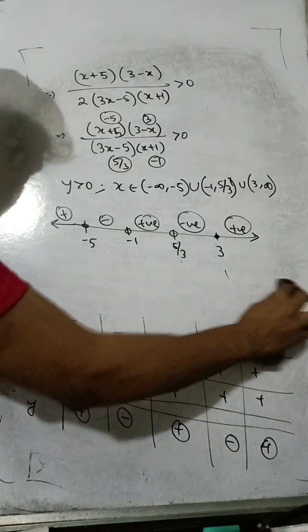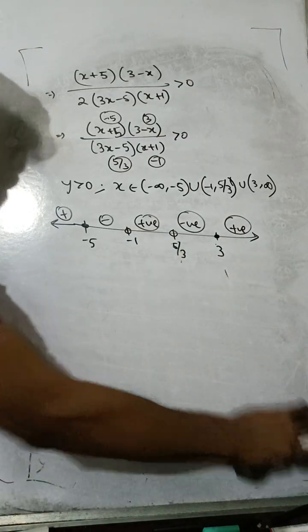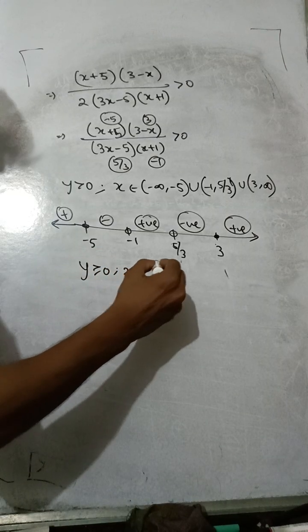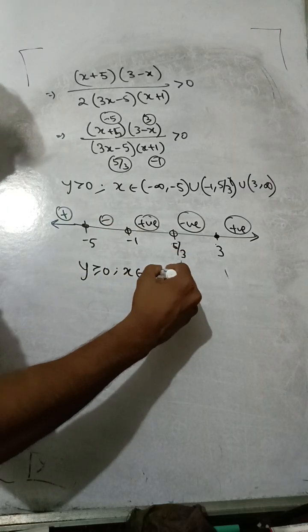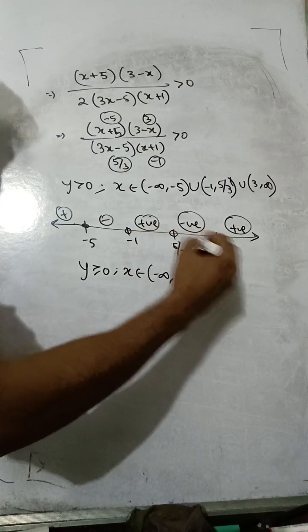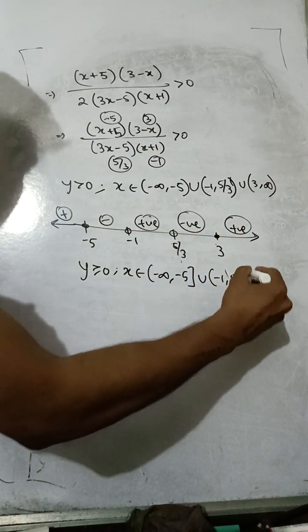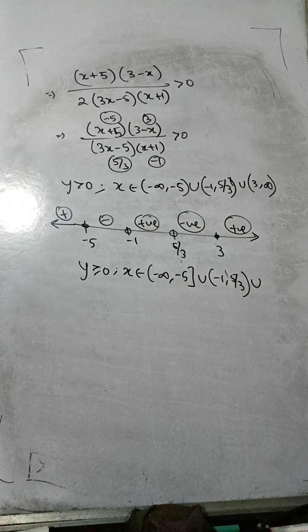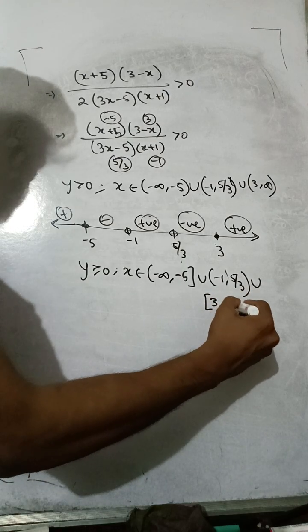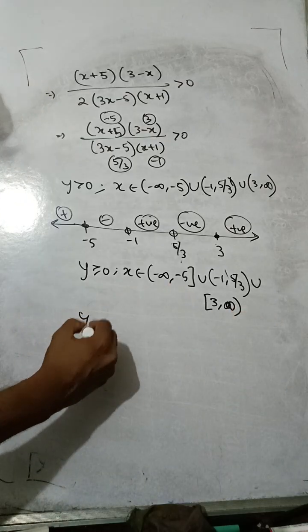Now if they ask other questions like where y is greater than or equal to 0, then we should include -5 now. -5 union -1 to 5 by 3, but we will not include -1 and 5 by 3. Why? Because on including -1 and 5 by 3, 3x minus 5 and x plus 1 will become 0, and hence our expression will become undefined. But we will include 3, so 3 to infinity. So this is where it is greater than or equal to 0.